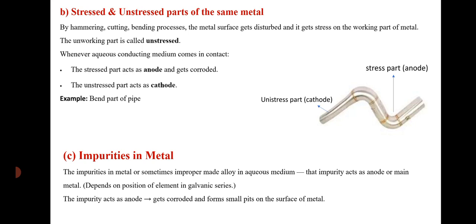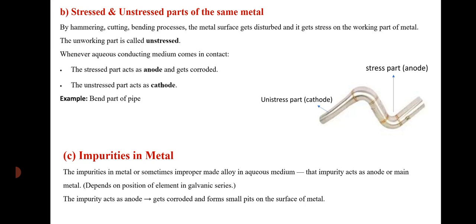Stressed and unstressed parts of the same metal. During mechanical operations such as hammering, bending, and cutting, certain portions of the metal become stressed. When such a metal comes in contact with an aqueous medium, the stressed parts act as an anode and get corroded, and the unstressed parts act as a cathode. An example is bent pipes: the bent portions of the pipes corrode faster than the straight portions.